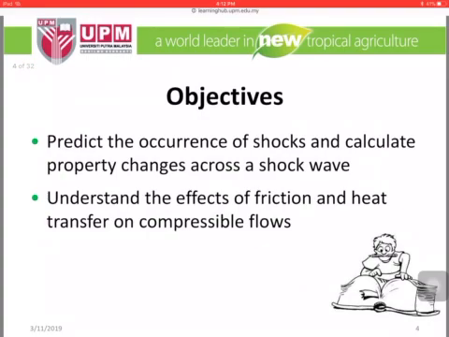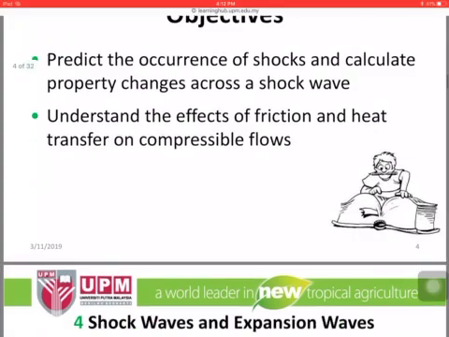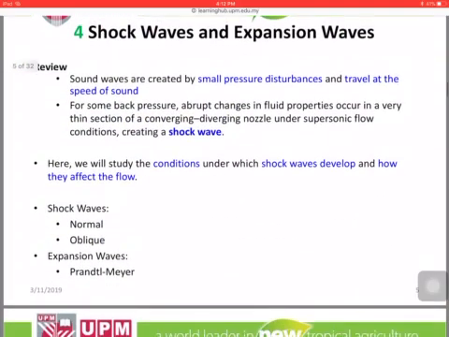Now, this week's lecture objective is to predict the occurrence of shock and calculate the property changes across a shock wave. So we will learn about what happens during shock wave, and we also want to understand the effect of friction and heat transfer on compressible flows. Now we go to shock wave.